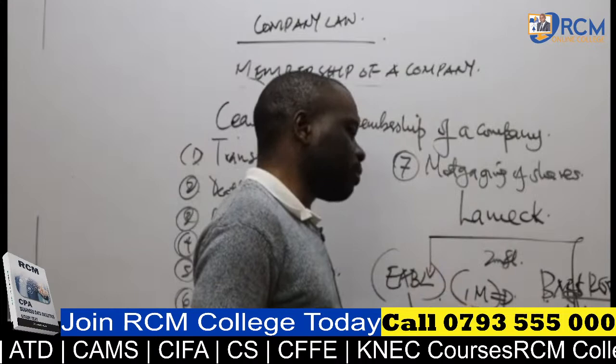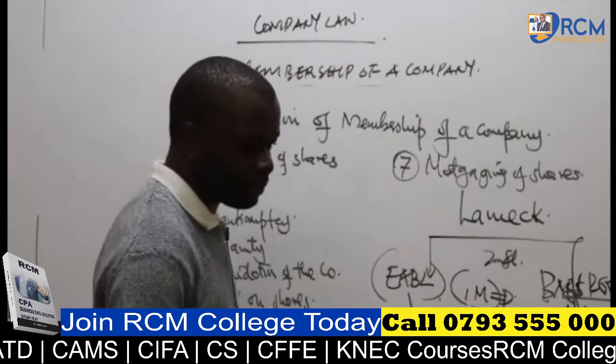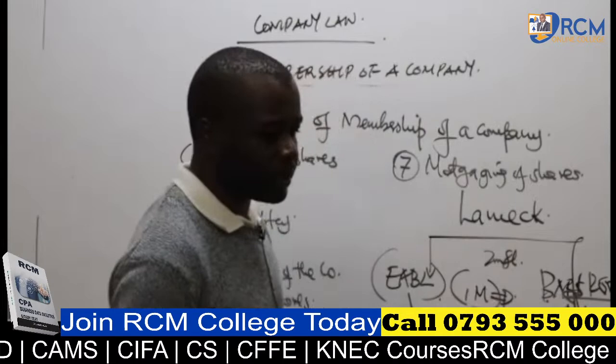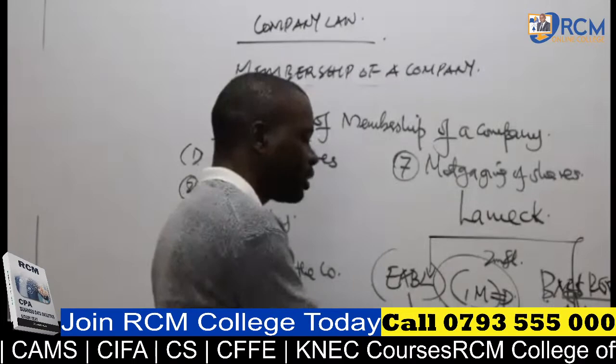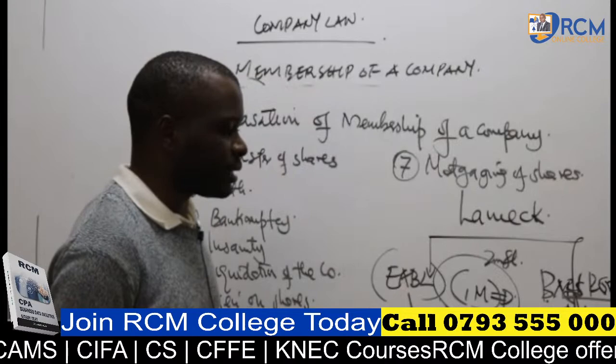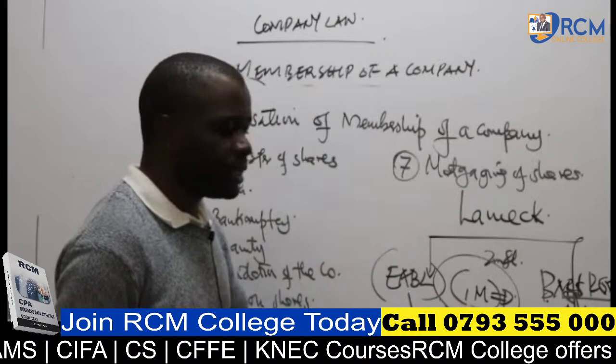But of course, after a month or maybe after a few weeks, COVID hits, and this business of his is not really performing. So Lamech is not able to pay for this 1 million that was given to him on credit. So you can see that Lamech is indebted to EABL. Business is not doing so well. EABL is on his neck to pay for the supplies. At the same time, Lamech is a shareholder at East African Breweries Limited.